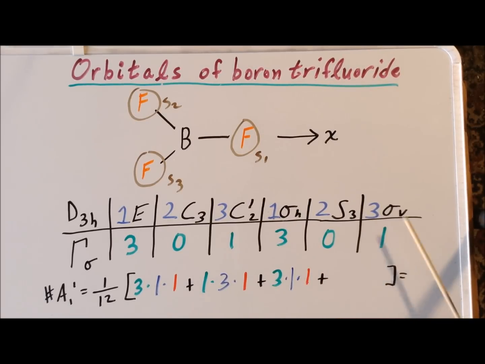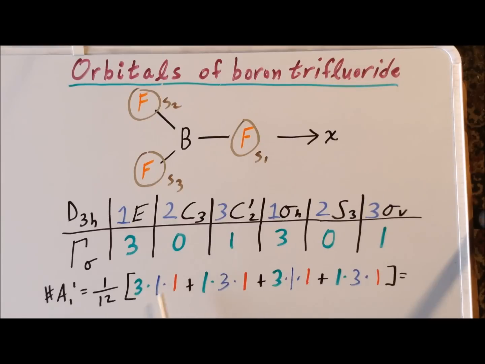And our last non-zero term is going to be for the sigma v's. So we have the character is a 1. The number of operations in the class is 3. And the character from the character table is a 1. So now we multiply all these terms out.